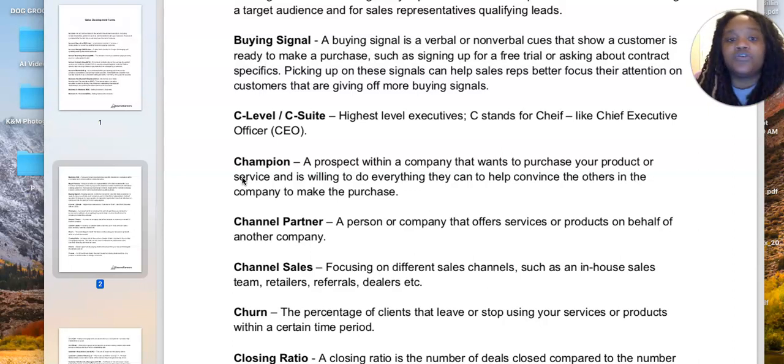So when you have a champion in the deal, it just makes the interaction a lot better, because they will do that hard selling for you.